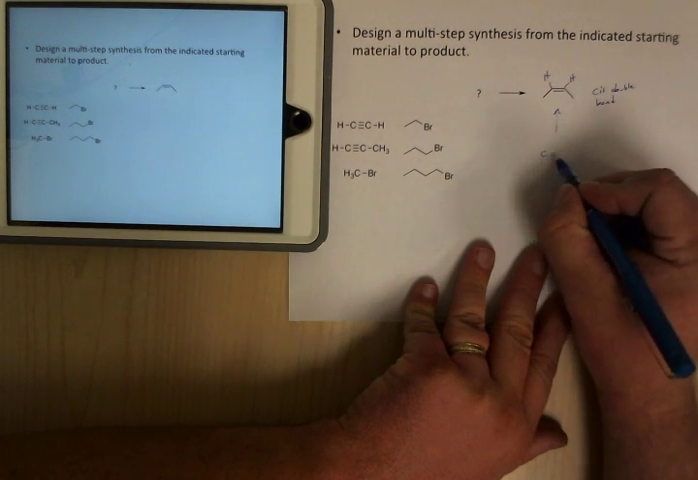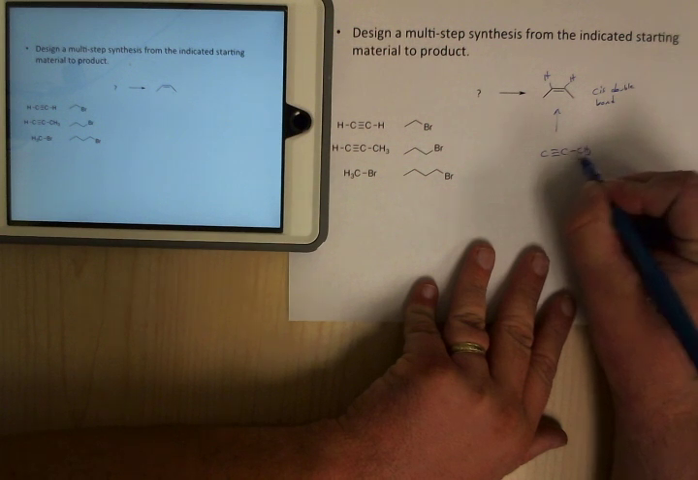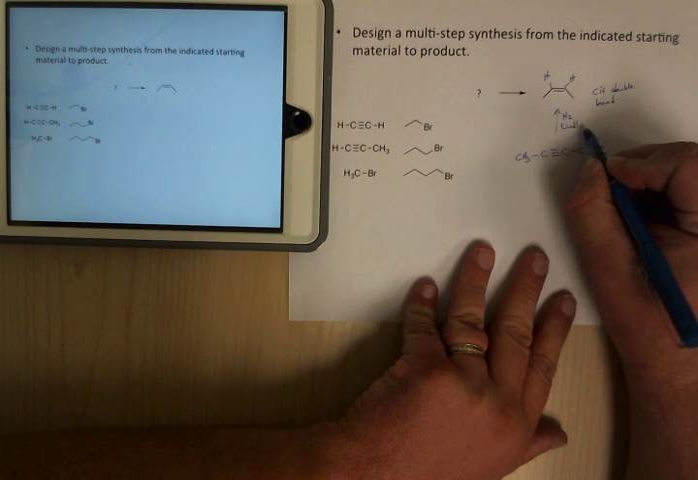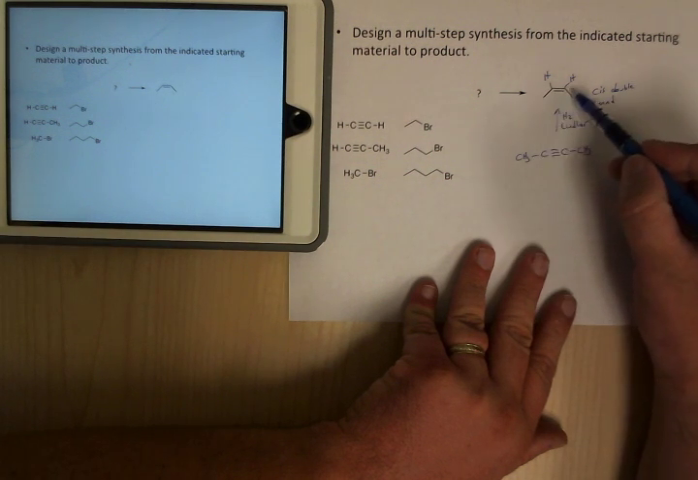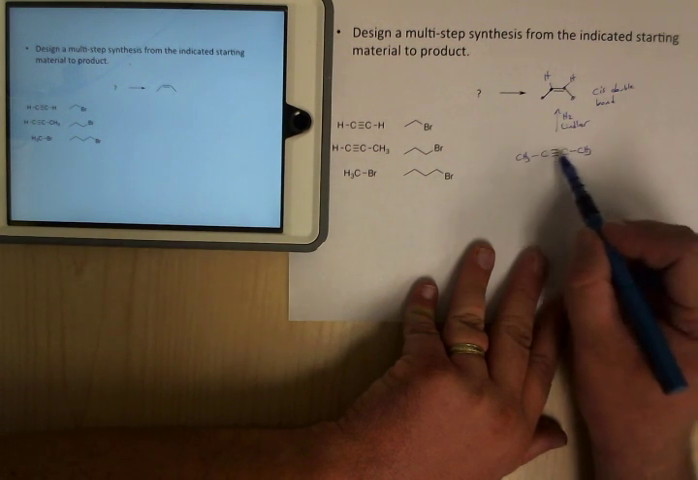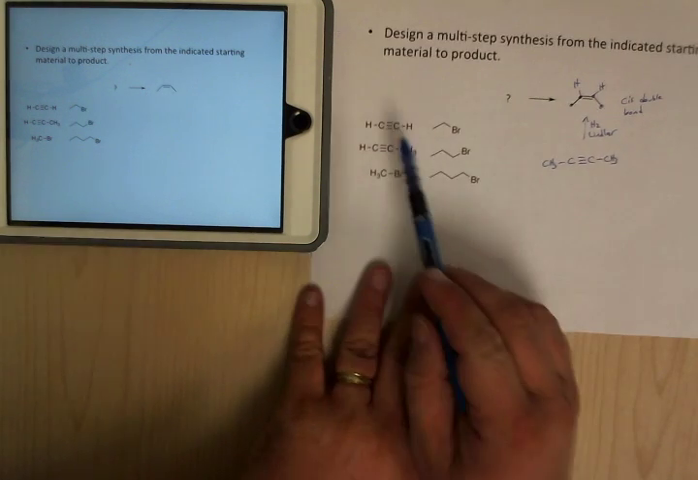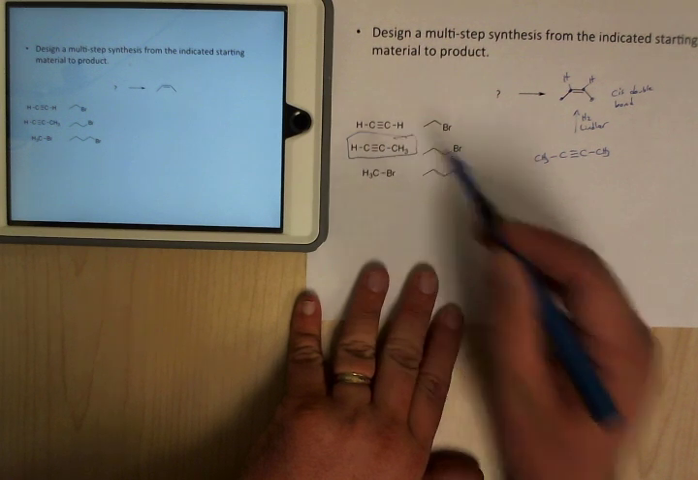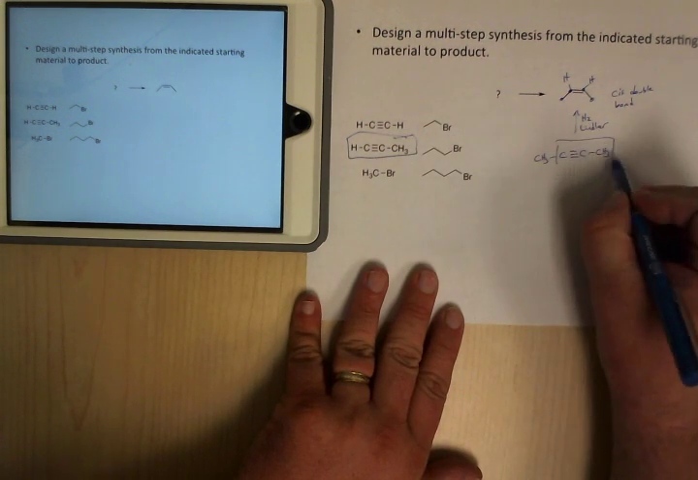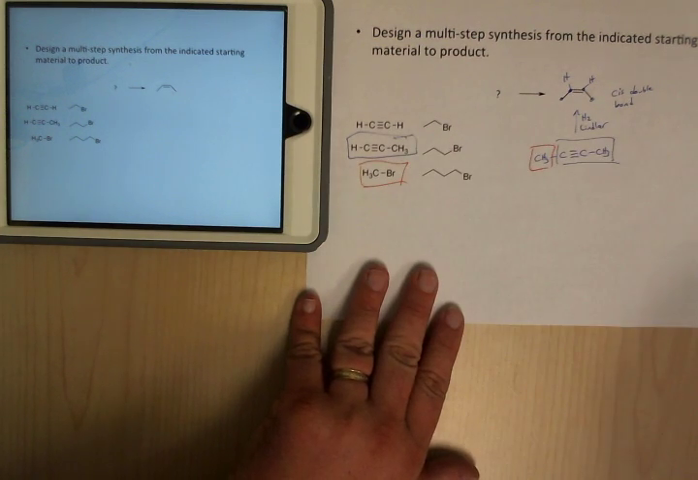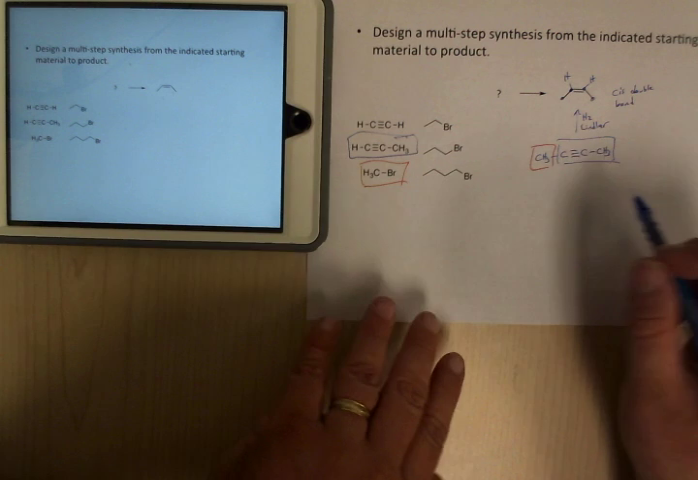We need to start with the triple bond and hit it with H2, Lindlar. So it's going to need to look like this, 1, 2, 3, 4, with a triple bond where that double bond is, with methyl groups on either side. Now we could start with this one and put a methyl group on either side, or we could just start with this one and add a single carbon group onto it. I think it's easier to do that, although either one's technically correct.